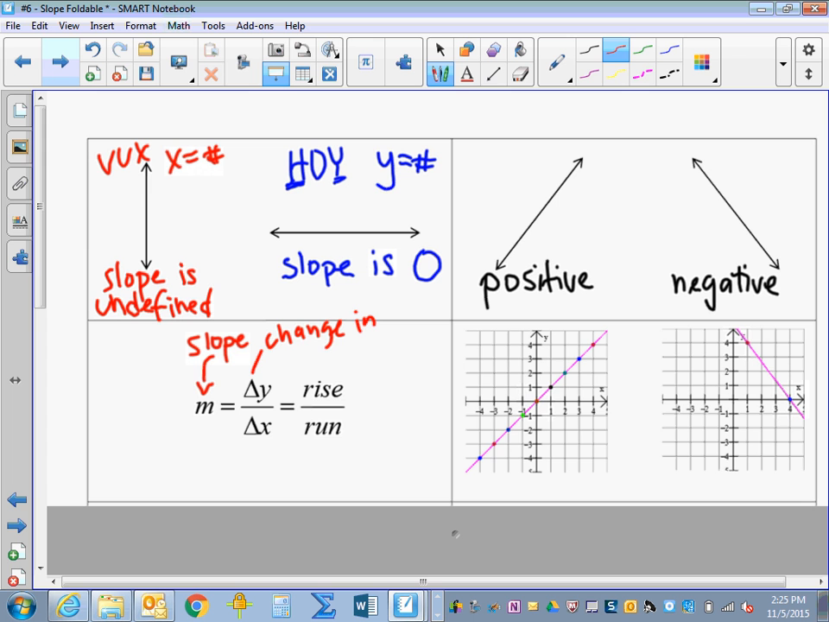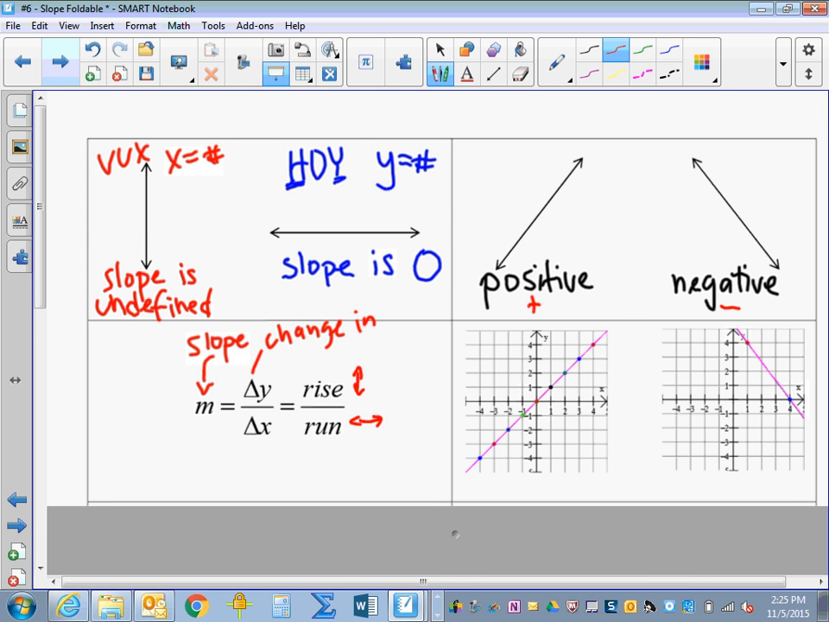We don't use that one as often, but you may also hear us refer to it as rise over run. Rise is how much you go up or down. Run is how much you go left or right. And again, remember that positive slope increases, negative slope decreases.